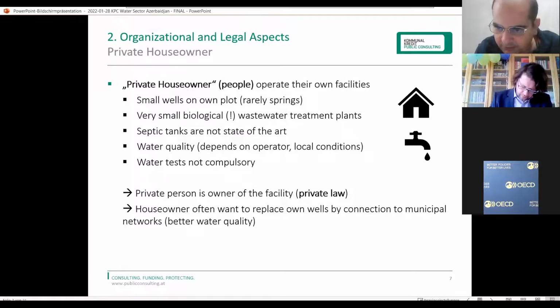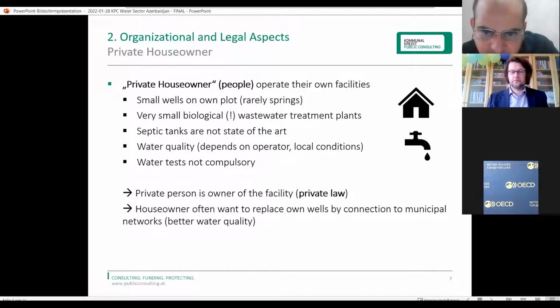So the three forms of organization for smaller units: the private house owner, people operate their own facilities. They have small wells on their own plot, rarely springs. They have very small biological wastewater treatment plants. We have seen the types, heard about it in the last presentation. Septic tanks are not state-of-the-art, of course, in Austria. The water quality is sometimes a problem because this depends on the operator and on the local conditions. So if the operator is not professional, then water quality might be bad. Water tests are not compulsory for these private wells, for example. The private person is owner of the facility and private law is applicable. But in terms of the legal aspect, this is not problematic.